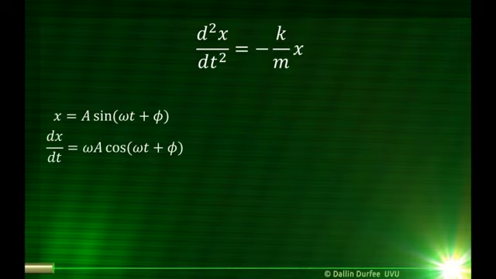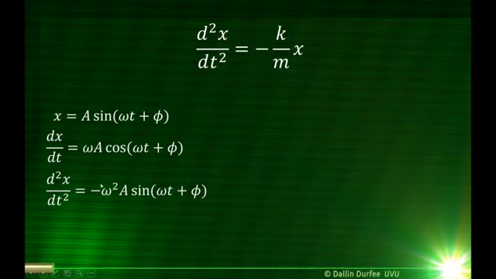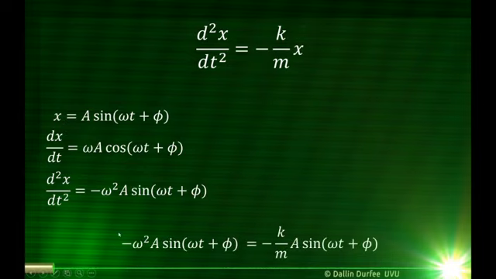Well, I'm going to take a derivative of that. When I take a derivative, the sine becomes a cosine, and I get out a factor of omega. I take another derivative, and cosine becomes minus sine, and I bring out another factor of omega. So now I have the second derivative of x with respect to time, and I'm going to plug that into my equation. I'm going to plug this in for x, and this is what I get.